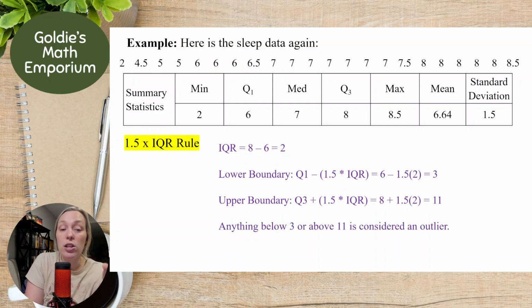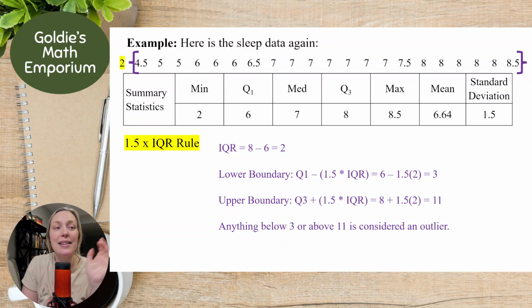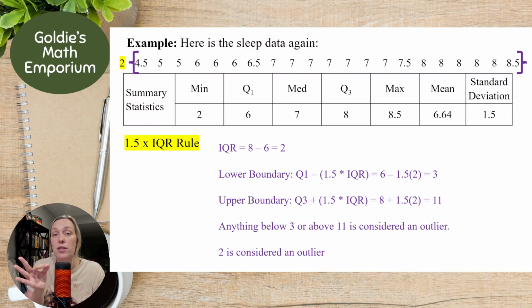Okay. So I look at my data set and I see that all of these numbers, except the 2, which I have highlighted over here, fall in that boundary of 3 to 11. But 2 does not. 2 falls outside the boundary, which means with this rule, 2 is considered an outlier.